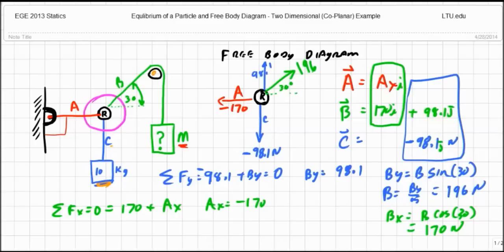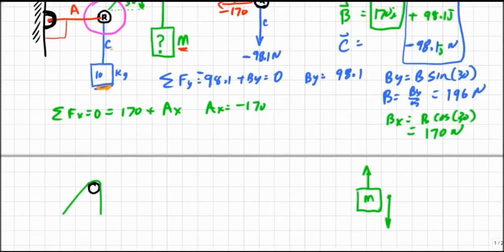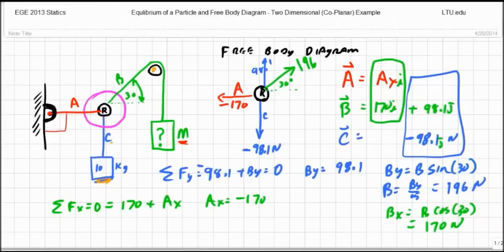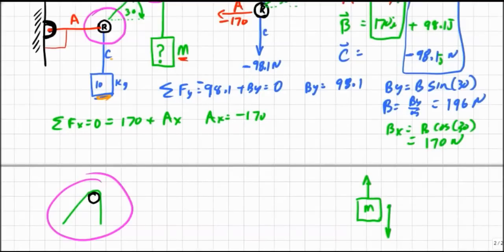Now I just need to solve for my mass. Let me slide down a little bit. If I draw a free body diagram of my pulley right here, I end up with this, and I know that I have a force B, which is 196 newtons. The property of a pulley with a cable going over it is that the tension on either side of that pulley is going to be the same. So by inspection, I can tell you this is 196 newtons there.